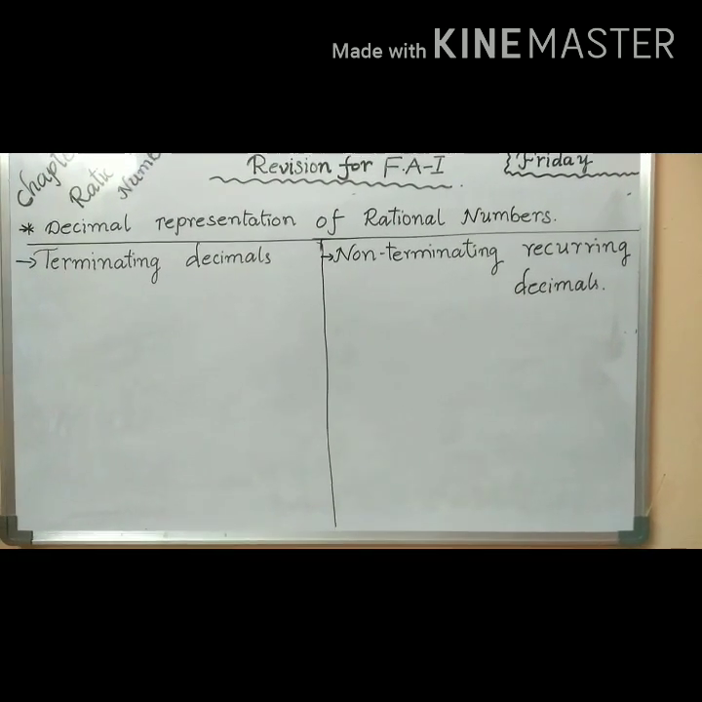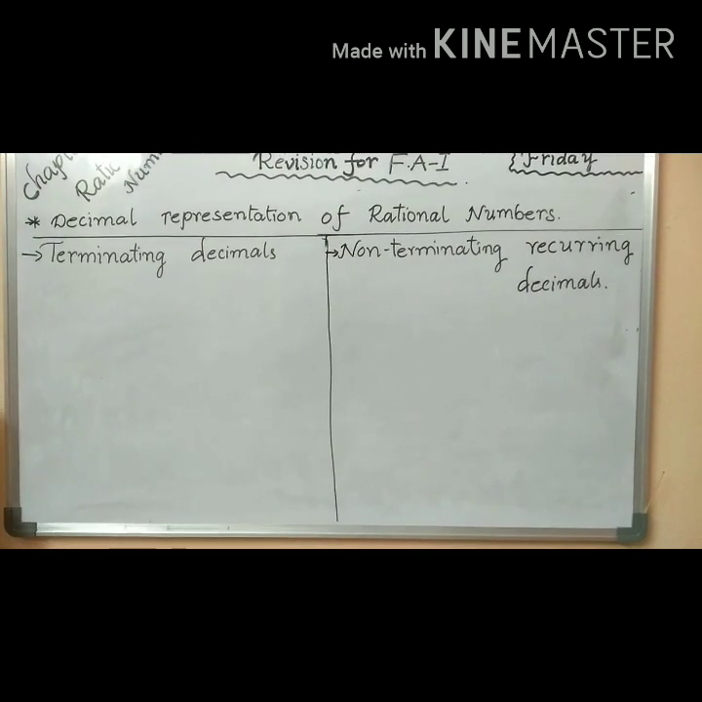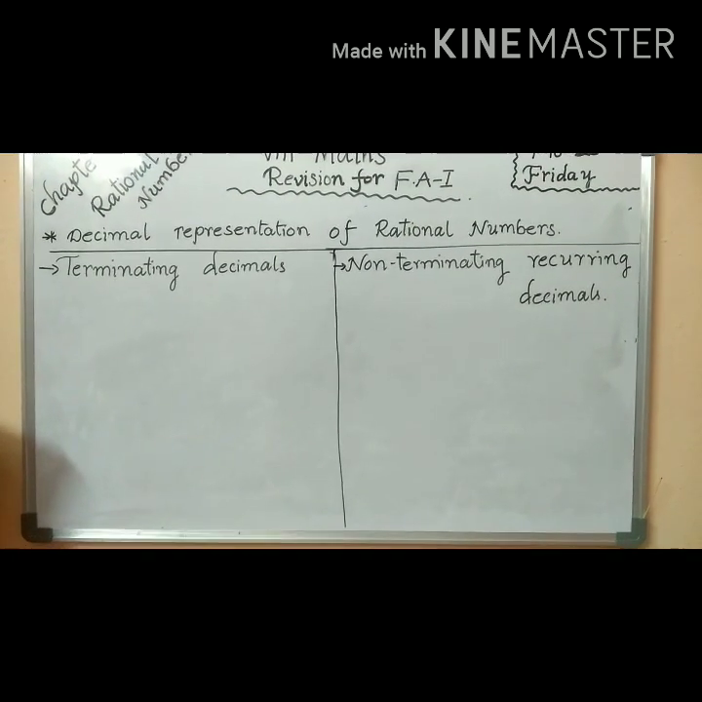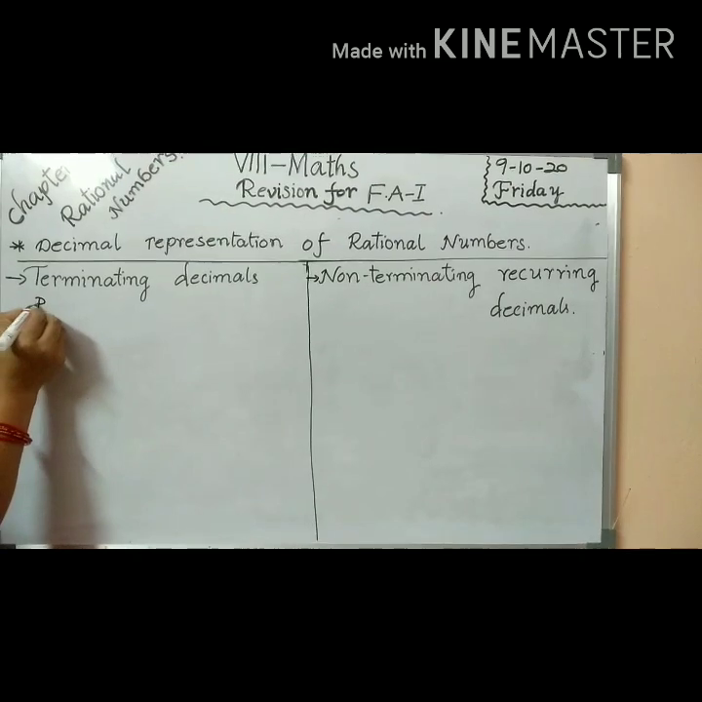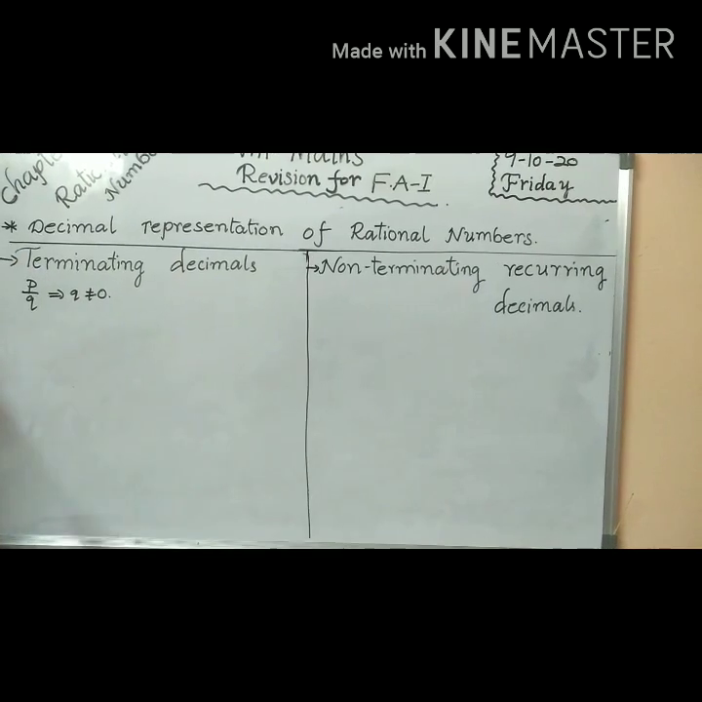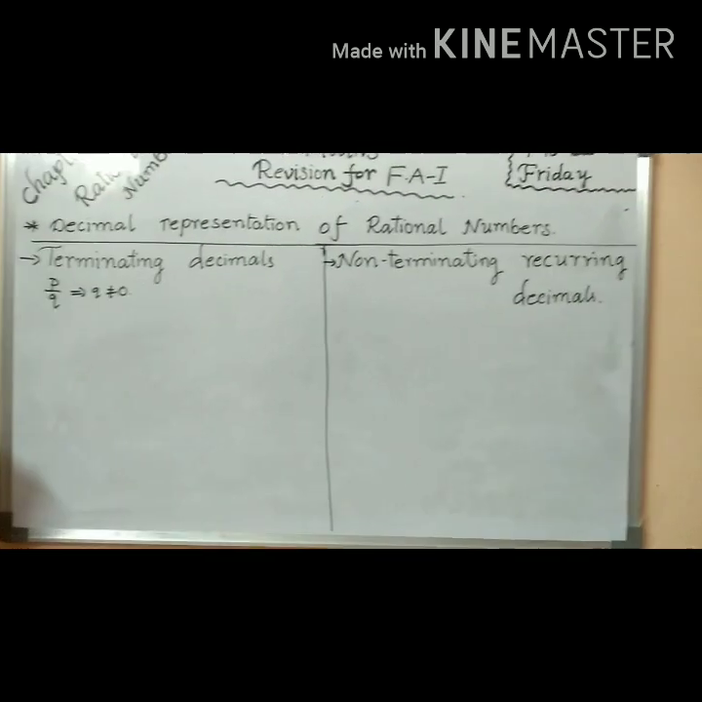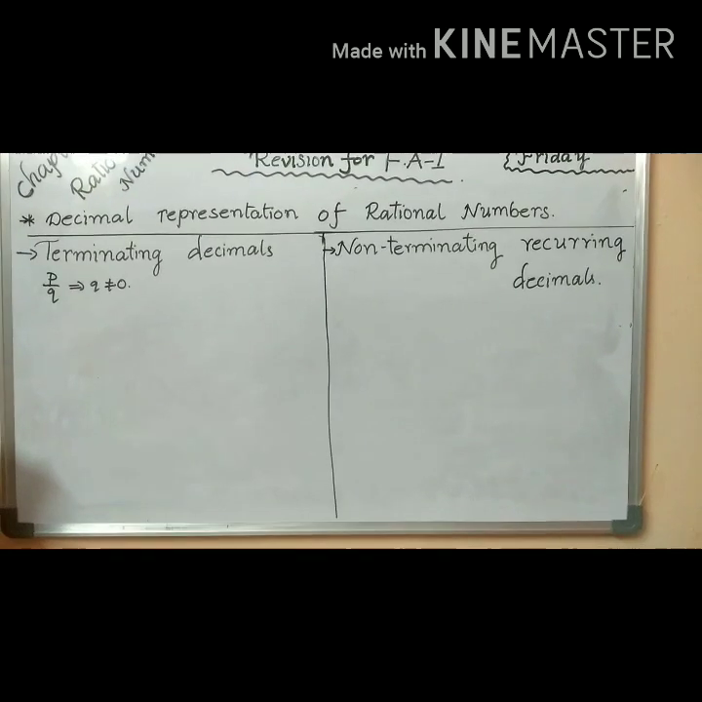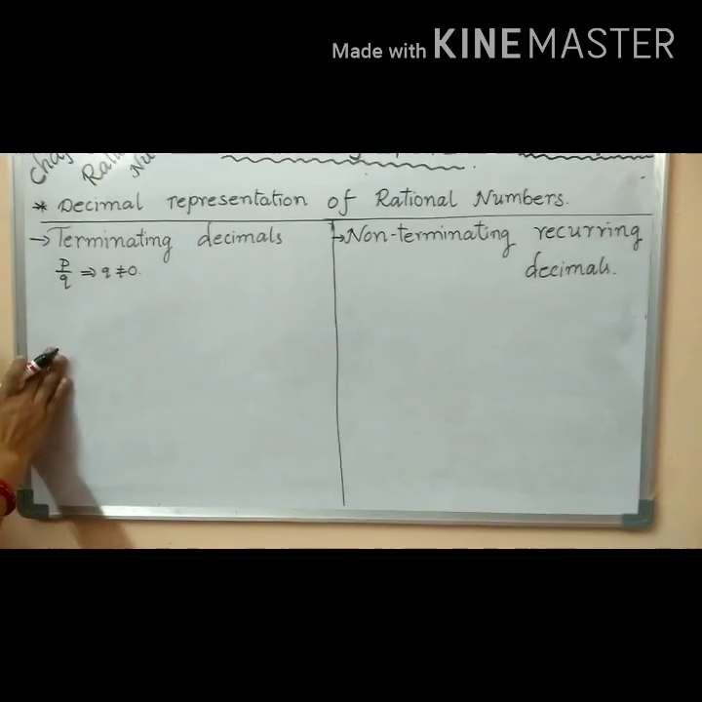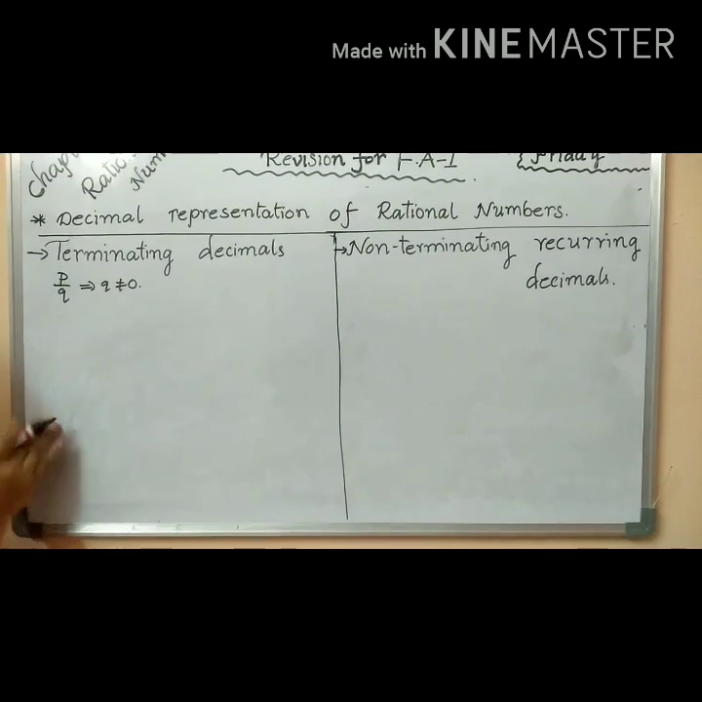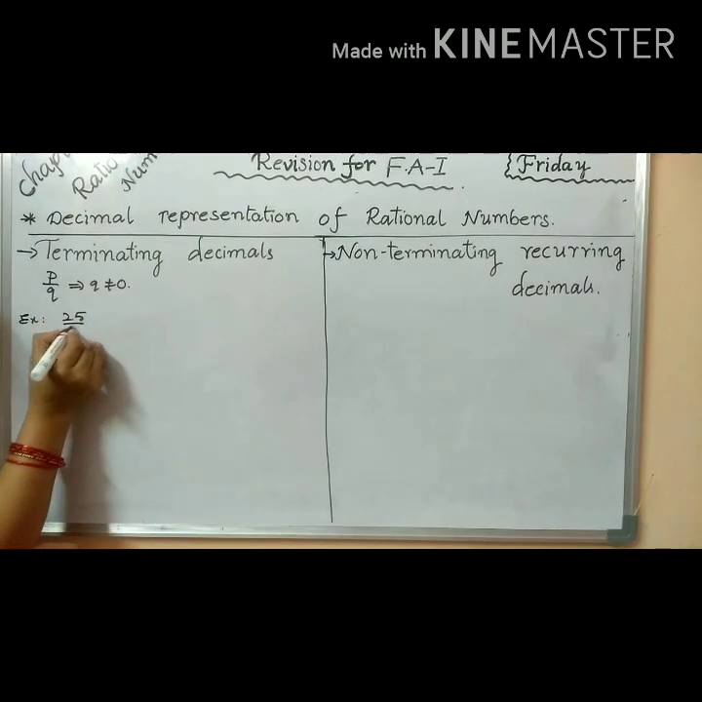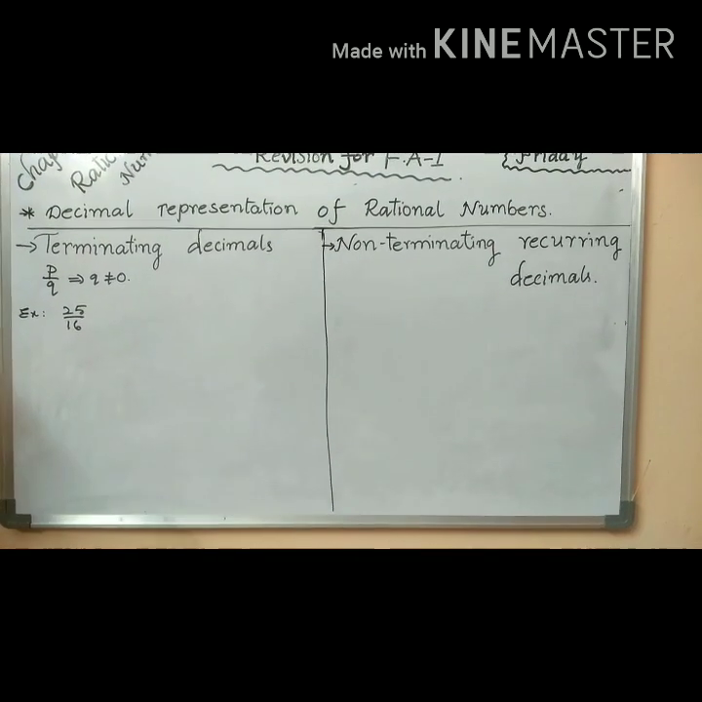We know that every rational number is of the form p by q, where q is not equal to 0. P and q are integers. So to express a rational number in decimal form, we convert it into decimal by the division method. For example, 25 by 16.